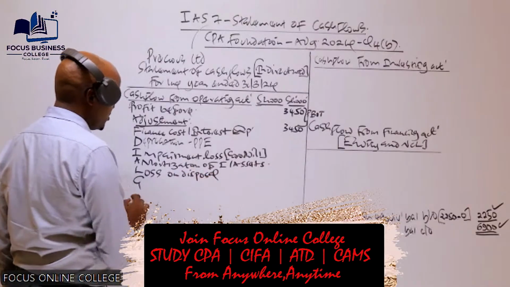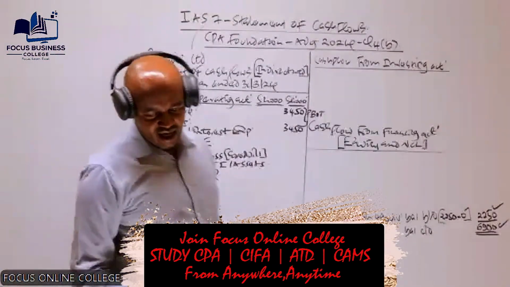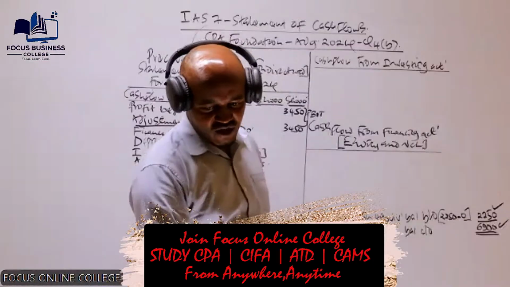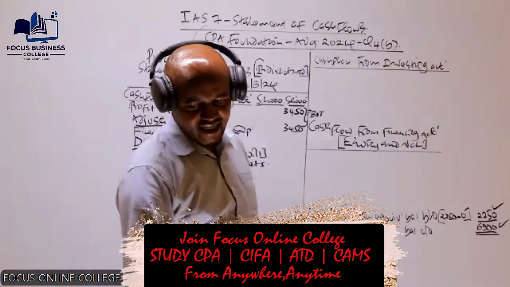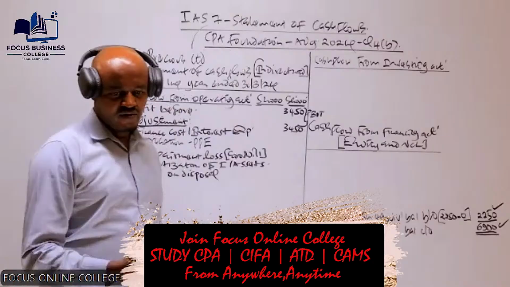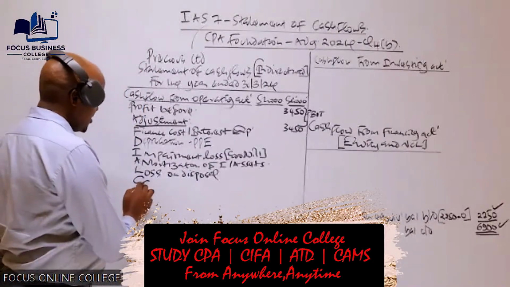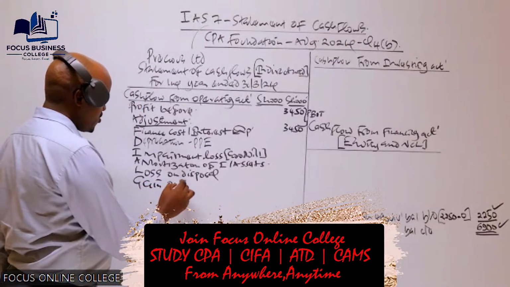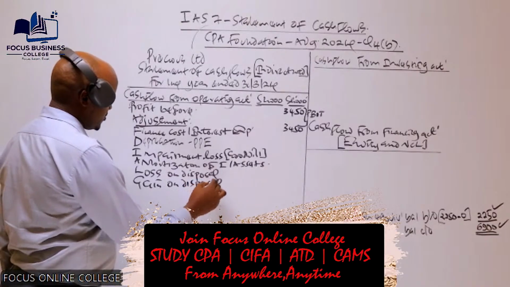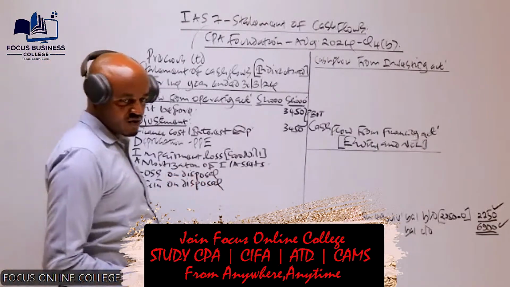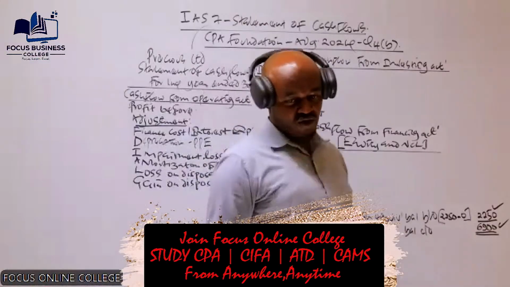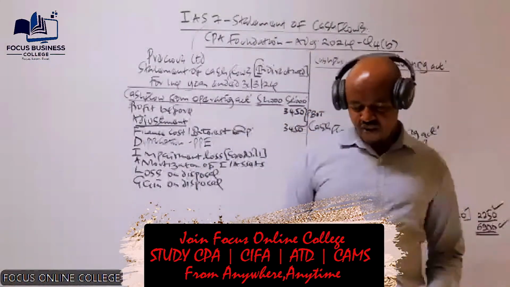Loss on disposal is whereby the company disposed of or sold some assets during the current year, and the assets were sold at a loss. And G stands for gain on disposal. So therefore, we need to go to the additional information.